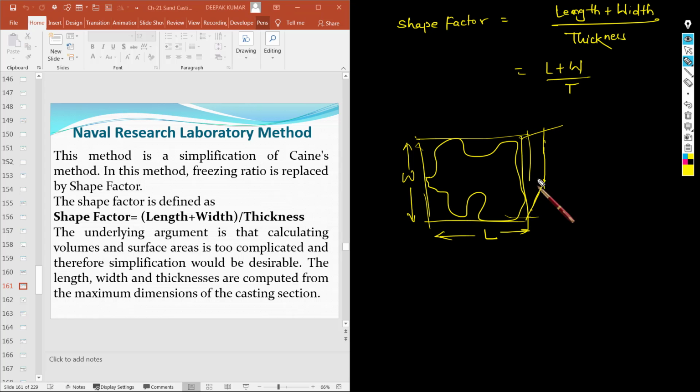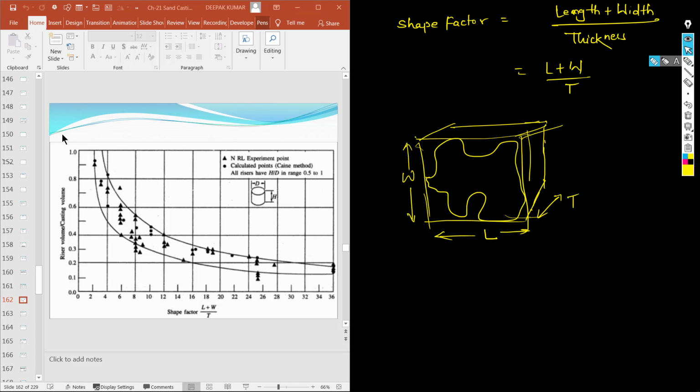Okay, so this is the thickness. In this way we are finding the shape factor of any shape. As we can see here, length plus width by T.